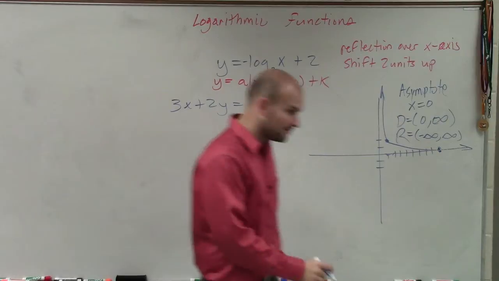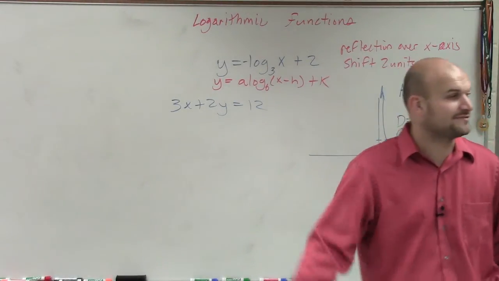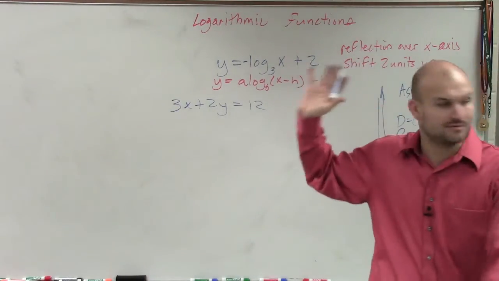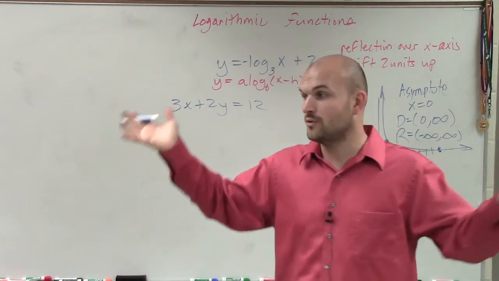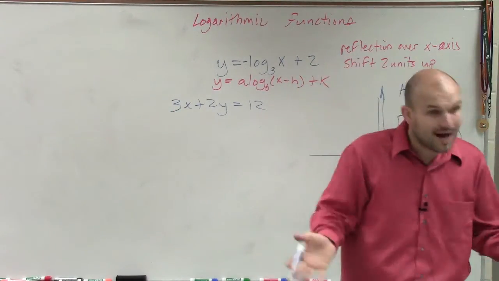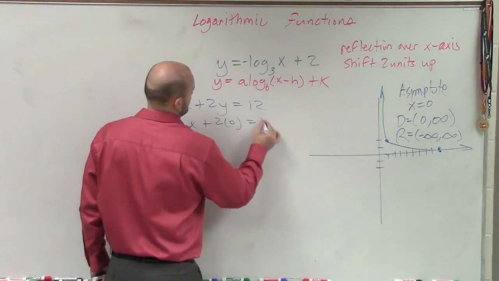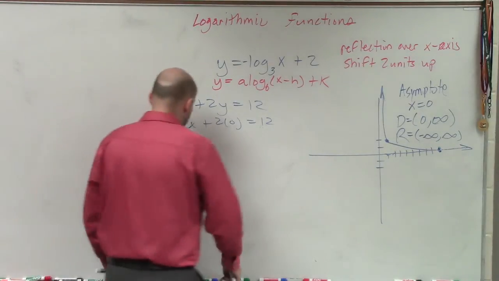So if I gave you the equation 3x plus 2y equals 12, and I say, hey, find the x-intercept, now you'd have to plug in what for what? What for 0? If I said find the x-intercept, then put 0 in for what? Y. For y, right? It's very easy. Then you solve for x, right? Yes? OK.